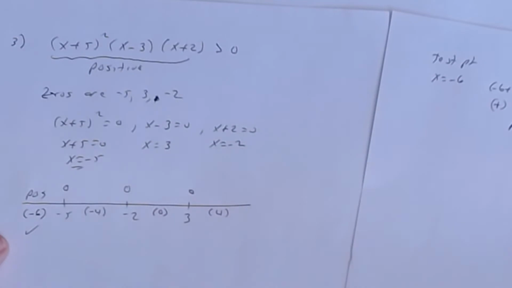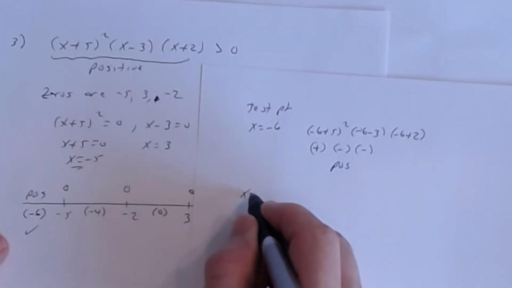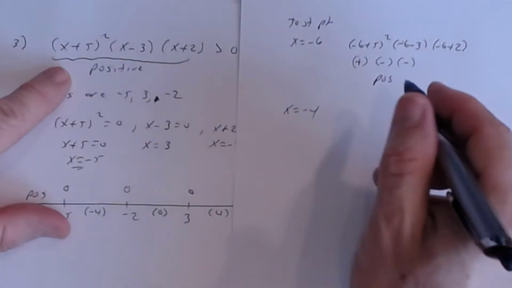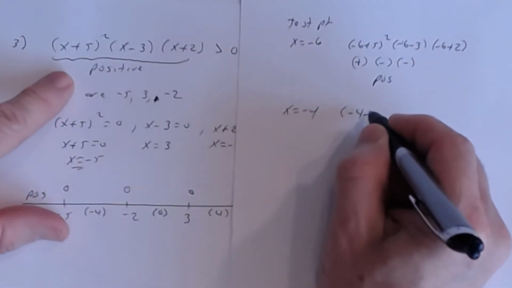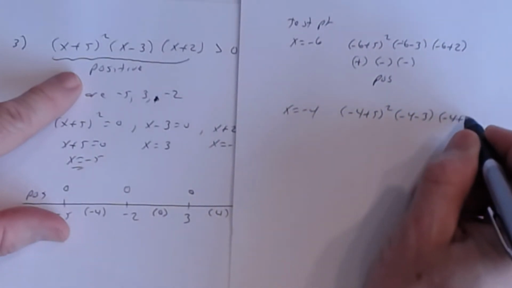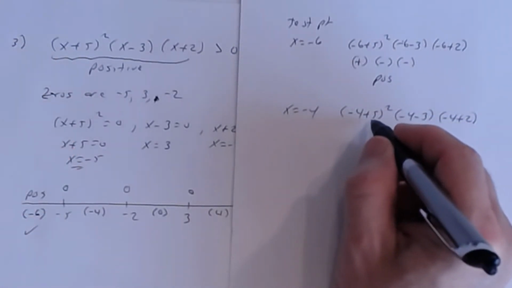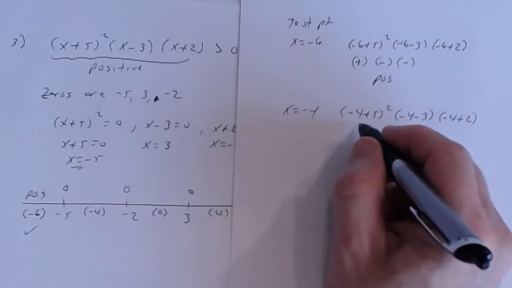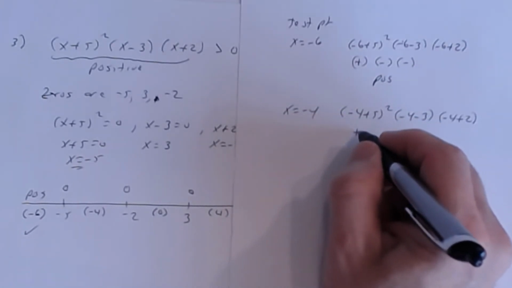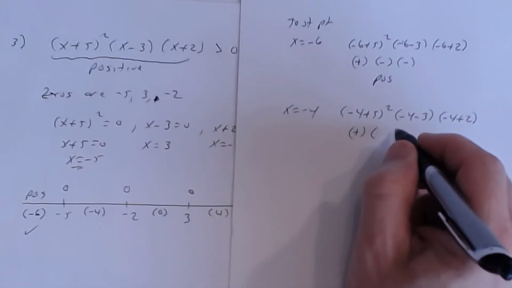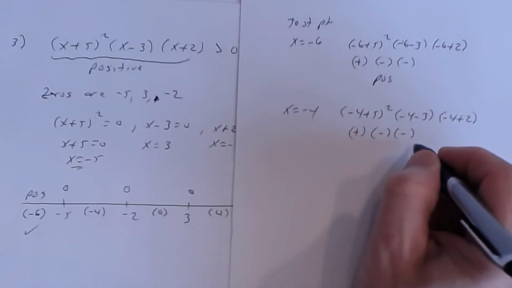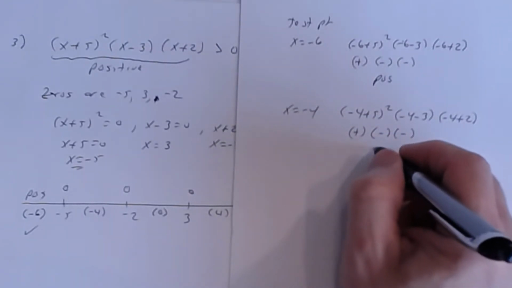Then we do negative 4. So x equals negative 4. And so when I substitute negative 4 into here, I get negative 4 plus 5 squared times negative 4 minus 3 times negative 4 plus 2. Well, negative 4 plus 5 is 1, and 1 times itself is positive. So this is actually going to always be positive because you're squaring it. So be careful when you do that. Negative 4 minus 3 is a negative 7, so that's negative. Negative 4 plus 2 is negative 2. So a positive times a negative is a positive.